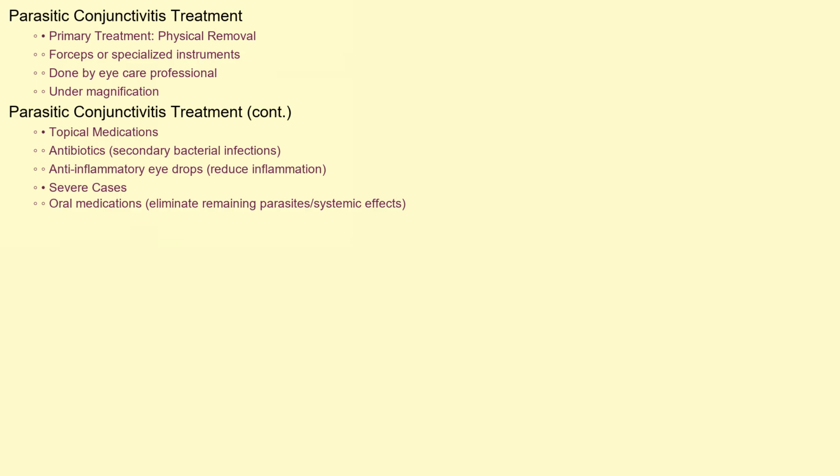The primary treatment for parasitic conjunctivitis involves the physical removal of the parasites from the eye. This is typically done by an eye care professional using forceps or other specialized instruments under magnification. In addition to parasite removal, topical antibiotics or anti-inflammatory eye drops may be prescribed to treat secondary bacterial infections and reduce inflammation. In severe cases, oral medications might be necessary to eliminate any remaining parasites or address systemic effects.